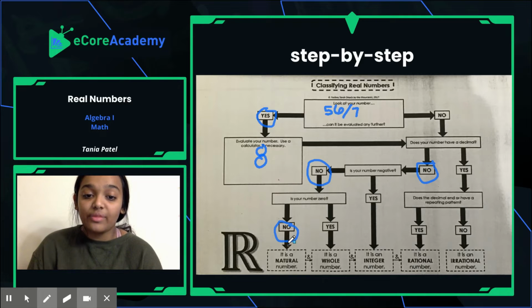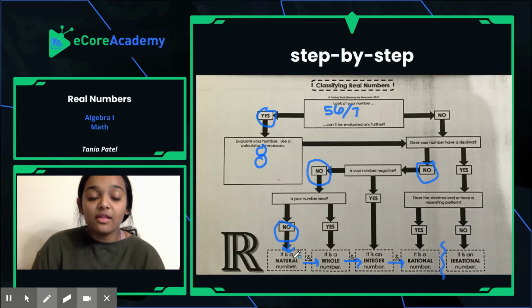And so now we know that the number we're dealing with here is a natural number. Because it is a natural number, it is automatically a whole number. It is automatically an integer, which is automatically a rational number. But here is where we draw the line. Just because it's a rational number does not mean it's an irrational number. So that's kind of where we draw that line.